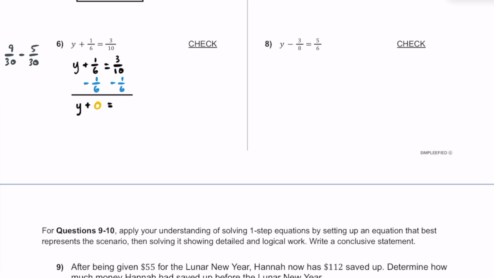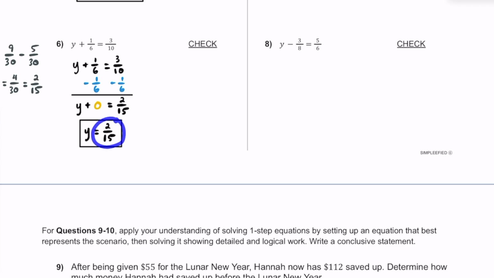So now that we have common denominators, 9 over 30 minus 5 over 30, that's just going to be 4 over 30. And 4 over 30, let's see, I'm going to write equals 4 over 30. But you can simplify that to just 2 over 15 here, right? If you go ahead and divide by the GCF, so 2 over 15. Then using the identity property, we can drop the 0 and just say y is equal to 2 over 15. This would be our solution. But let's go ahead and check it.